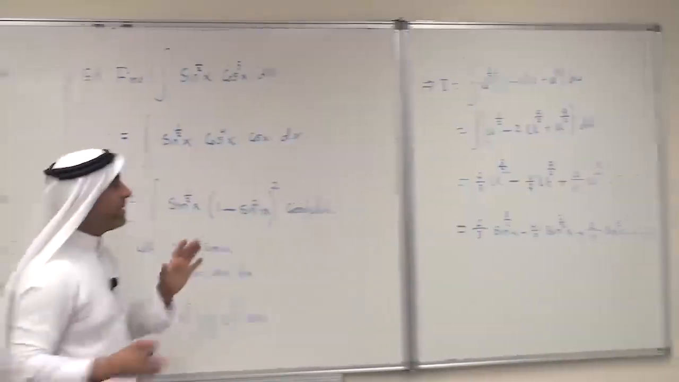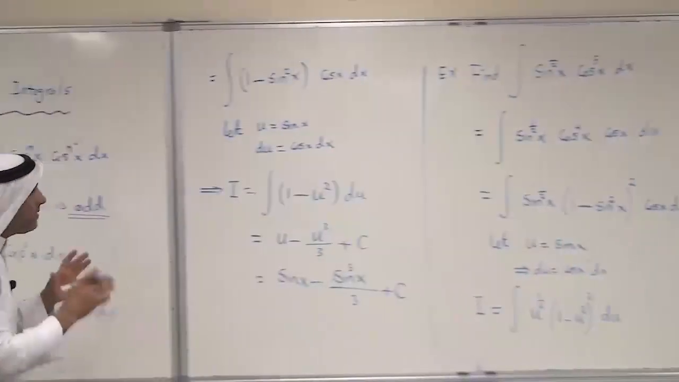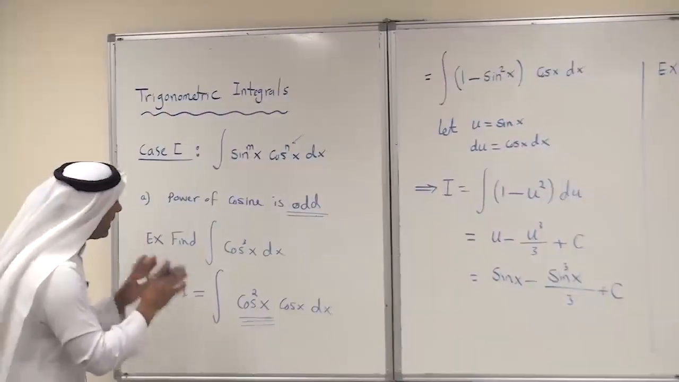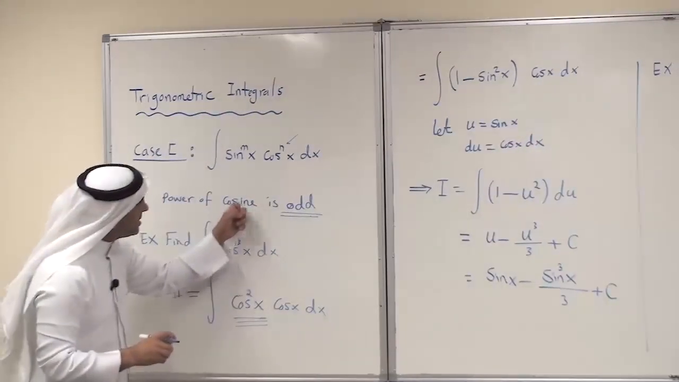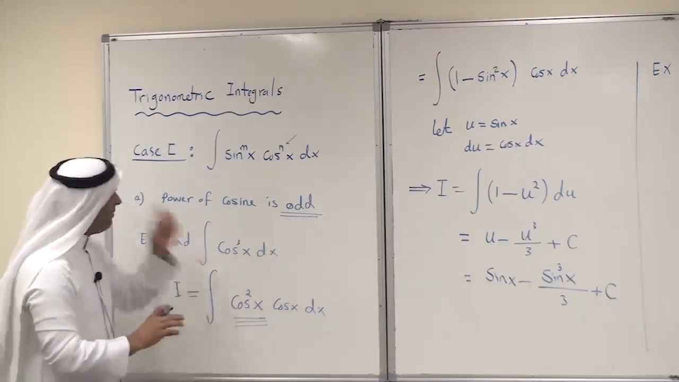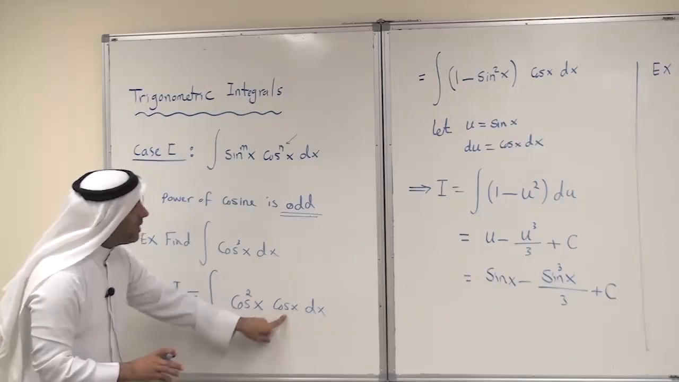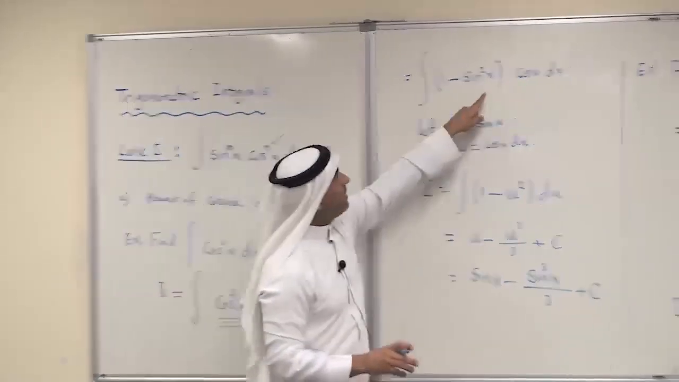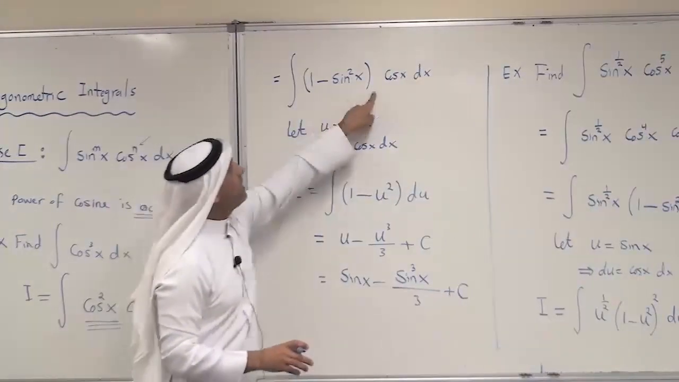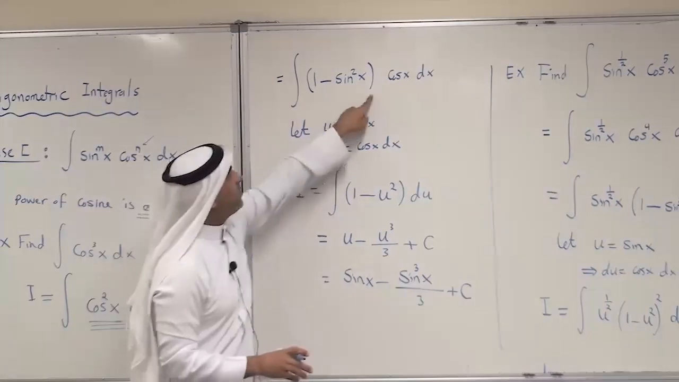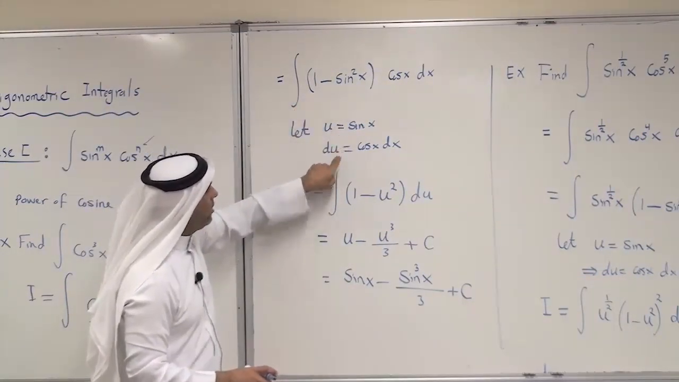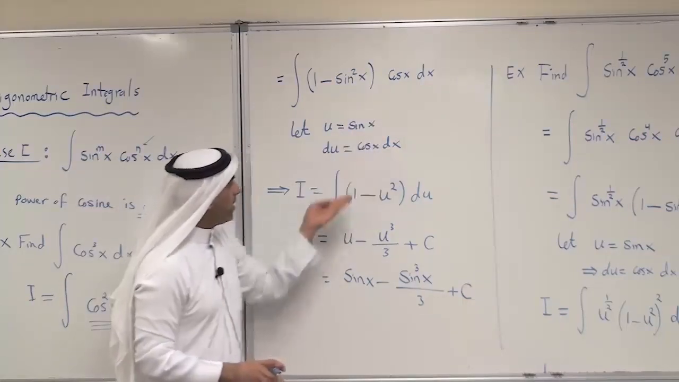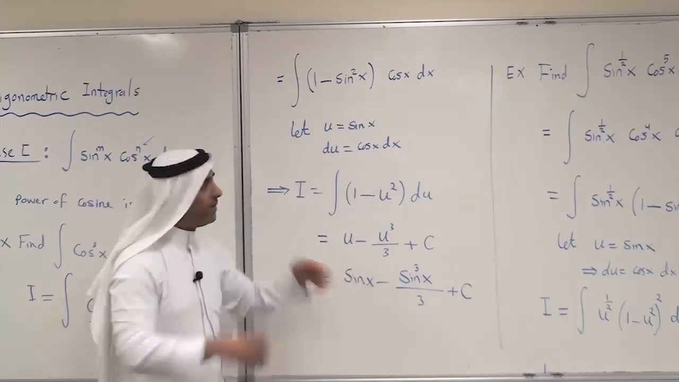So these two examples illustrate for us how to integrate a combination of sine and cosine where the cosine has an odd power. I summarize. First, we separate one cosine, then we write the remaining term as a function of the sine function only, and then we make the substitution u equal to the sine, du will be the one we saved, which is cosine, then it will be a simpler integral.